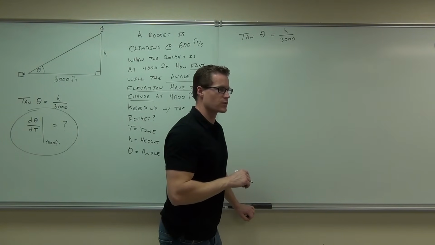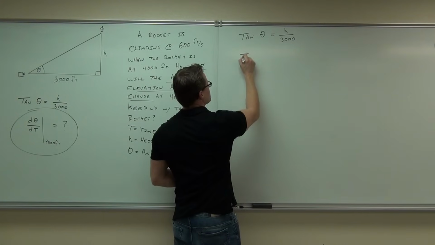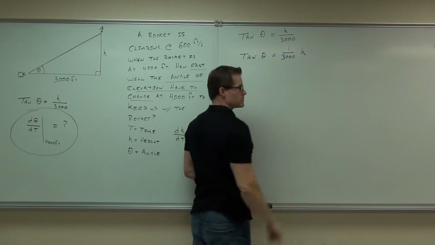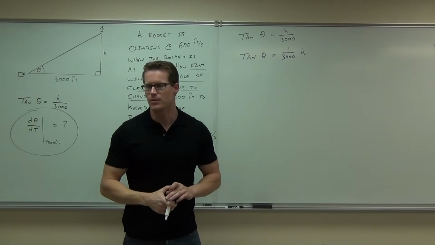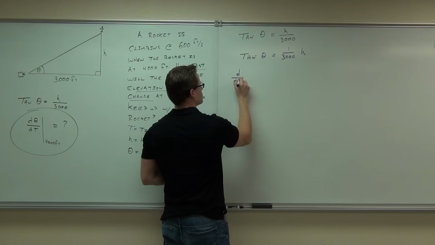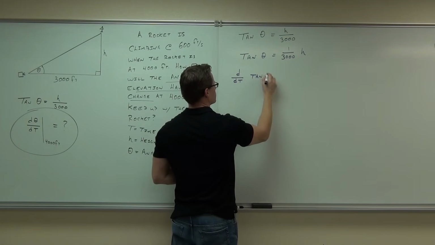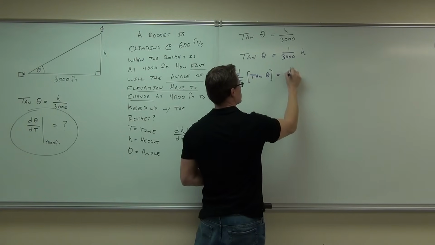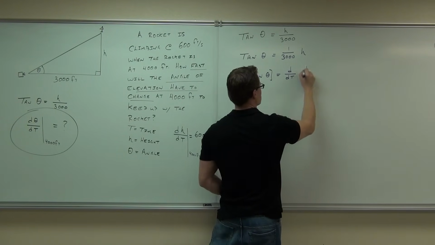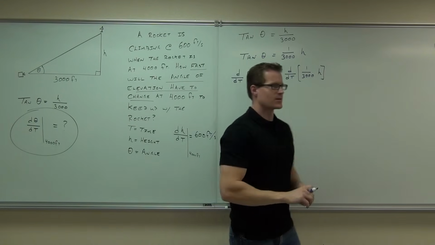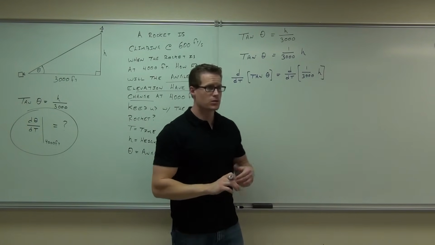Here maybe is a hint for you. If you're struggling with the h over 3,000, you could write this as 1/3,000 h. To make things a little bit nicer, really wouldn't matter all that much, but you could do that. You could do that as well.